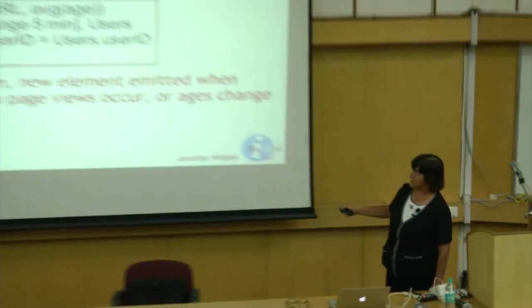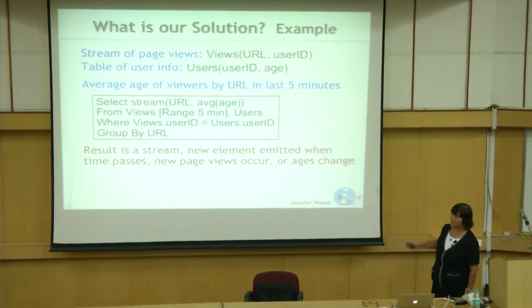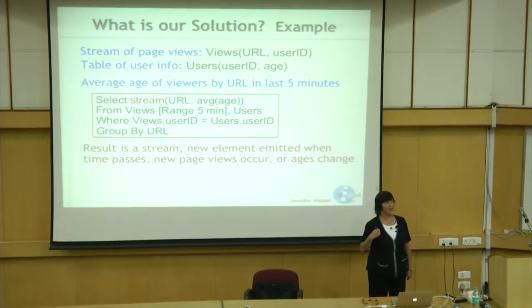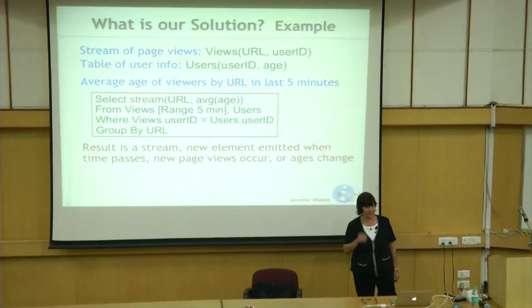Now, that was the interpretation. Let's say instead of having a relation that changes, we'd actually like a stream as the output. If we want a stream as the output, it's pretty simple. We just add this operator here called stream. The meaning of this operator is that whenever something in the relation changes, it will just emit the change as an element on the stream. It's a little more subtle than that, which I'm not going to get into today, but that's the basic idea.